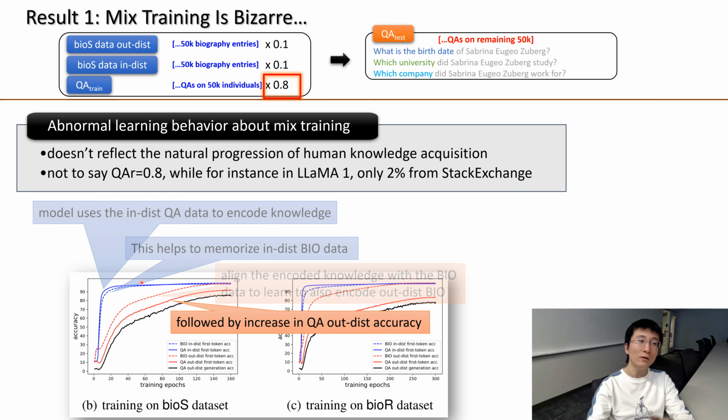So another issue with this is that it also does not connect to how people do language model training in practice. For instance, we are using this super large ratio of 80% of QA data in the training. But for instance, for Llama 1, if you go into the paper, they were only using 2% of the data from Stack Exchange, which can be understood as some QA type of data. But we were using like 80% of that.